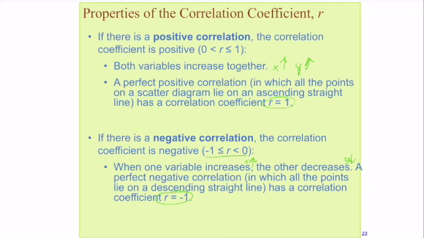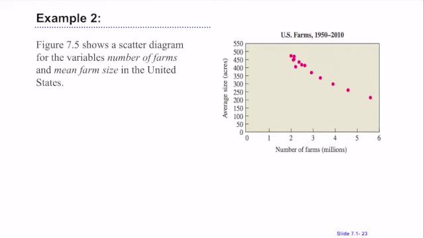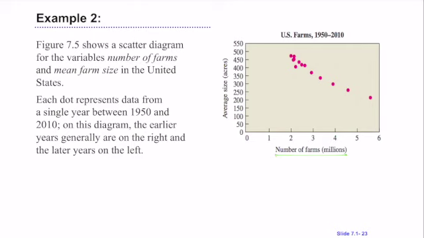So, figure 7.5 shows a scatter diagram for the variables of number of farms and mean farm size in the United States. So each dot represents data from a single year between 1950 and 2010. Okay? The early years are on the right and the later years are on the left. So let's estimate our correlation. Oops. That's all I want us to do is estimate it.